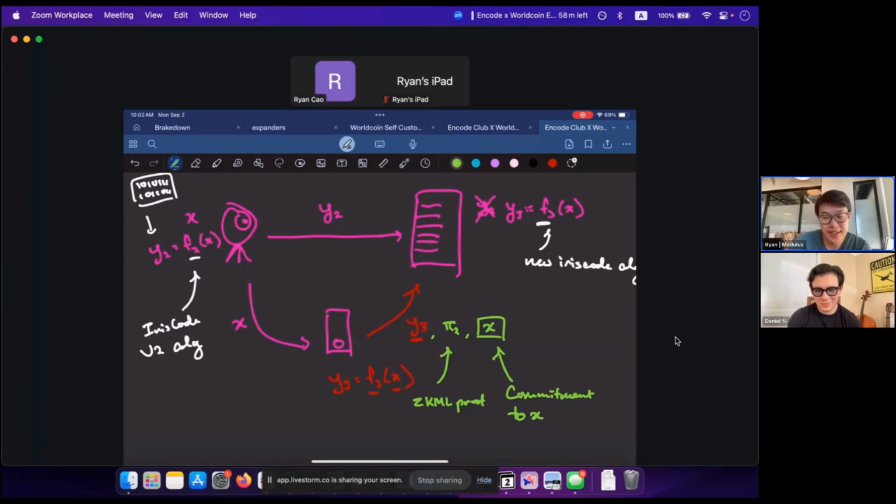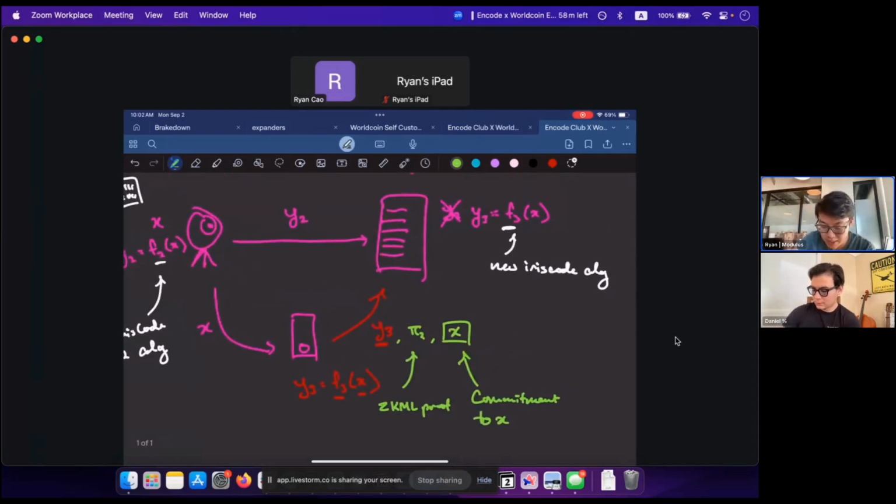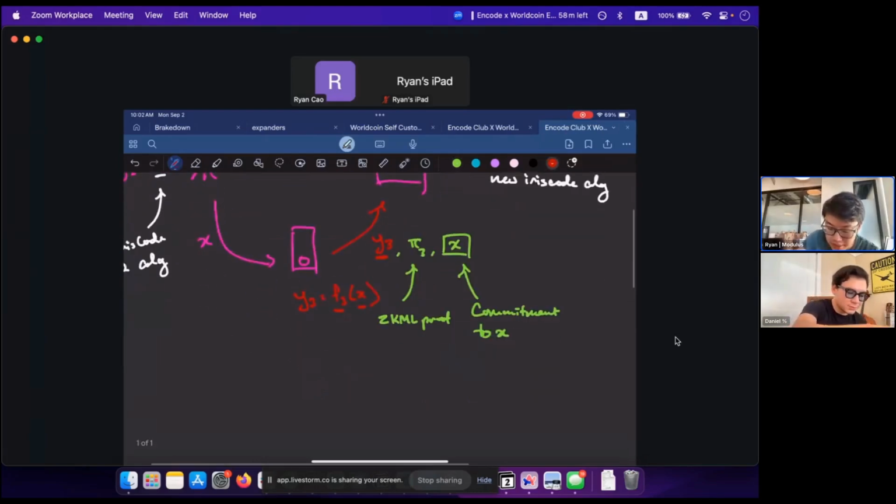Okay, cool. So with that being said, the TLDR is that the user now sends over a ZKML proof as well as a commitment to the input of this processor function. And so when the server receives Y3, Pi3 (sorry, I said Pi2 earlier, my bad), and X, it will just verify that Pi3 is correct with respect to this commitment. And now the picture is going to look like the following.